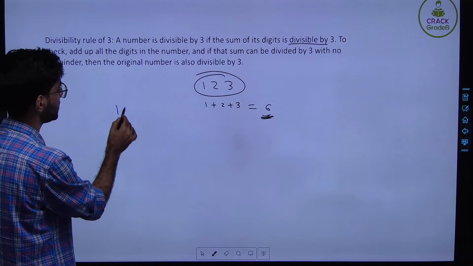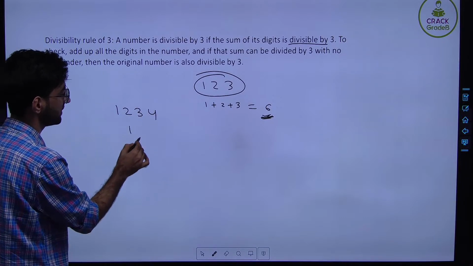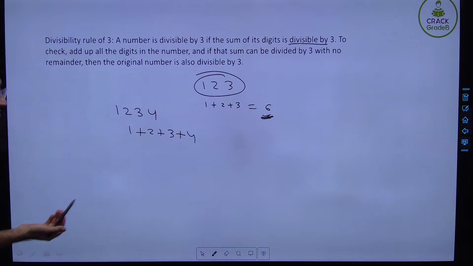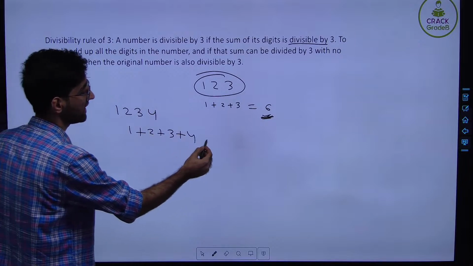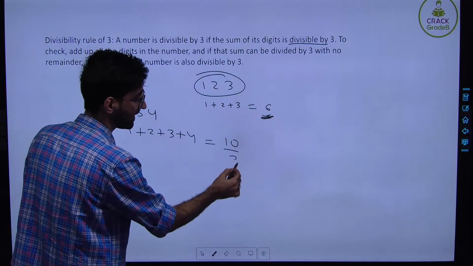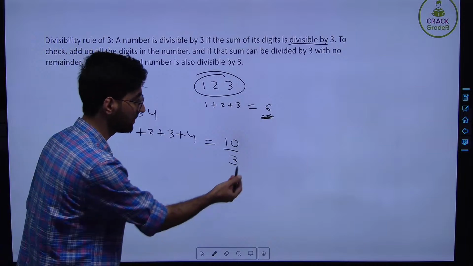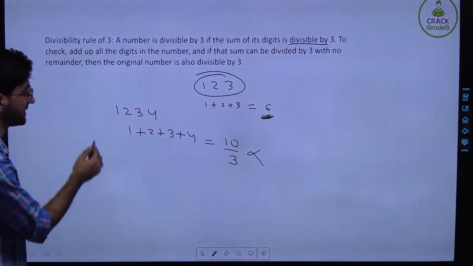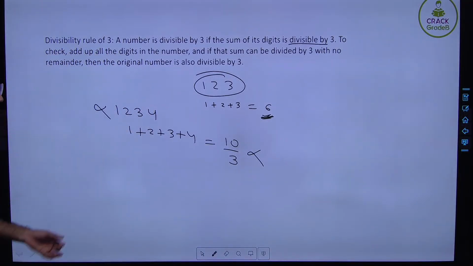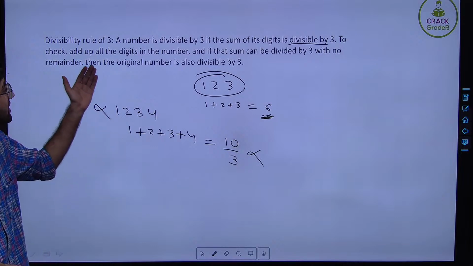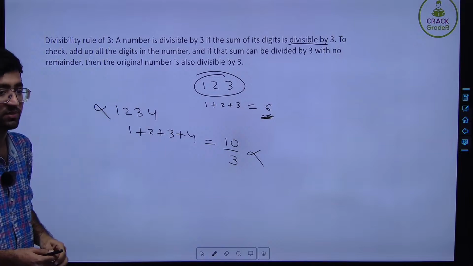If I write 1234, 1 plus 2 plus 3 plus 4: 1 plus 2 is 3, 3 plus 3 is 6, 6 plus 4 is 10. And if you divide 10 by 3, are you getting remainder 0? No. 10 is not divisible by 3. If 10 is not divisible by 3, then 1234 is also not divisible by 3.